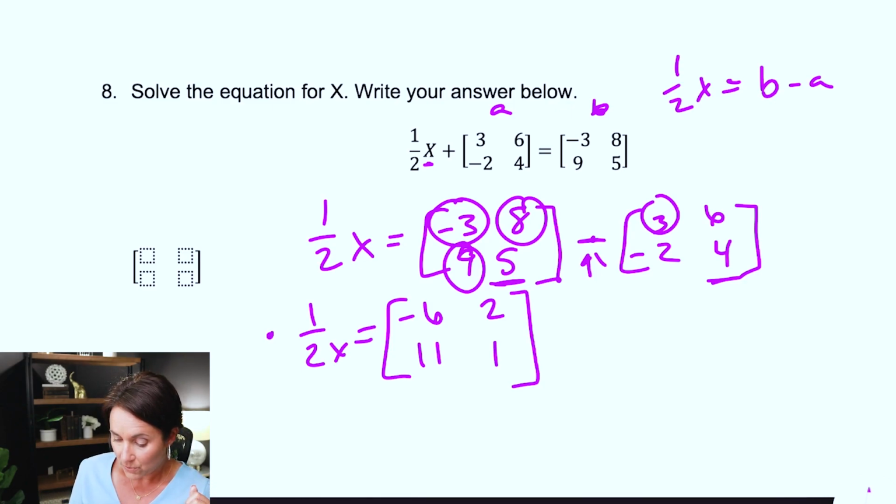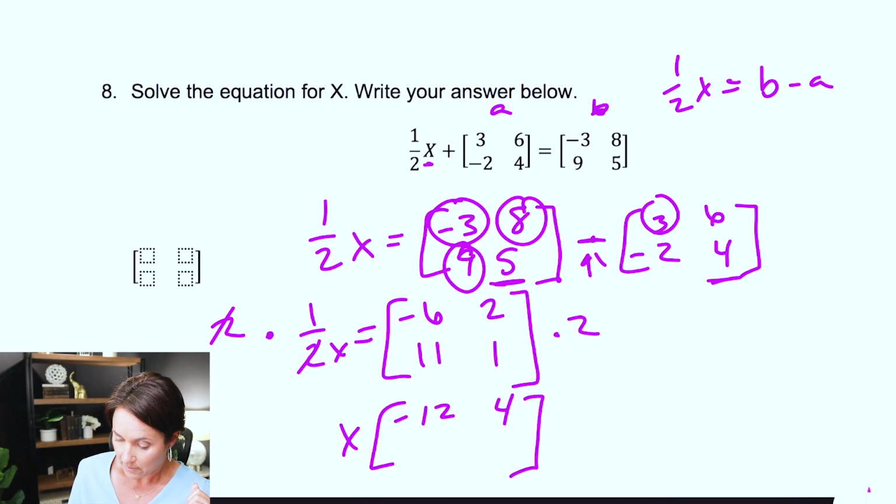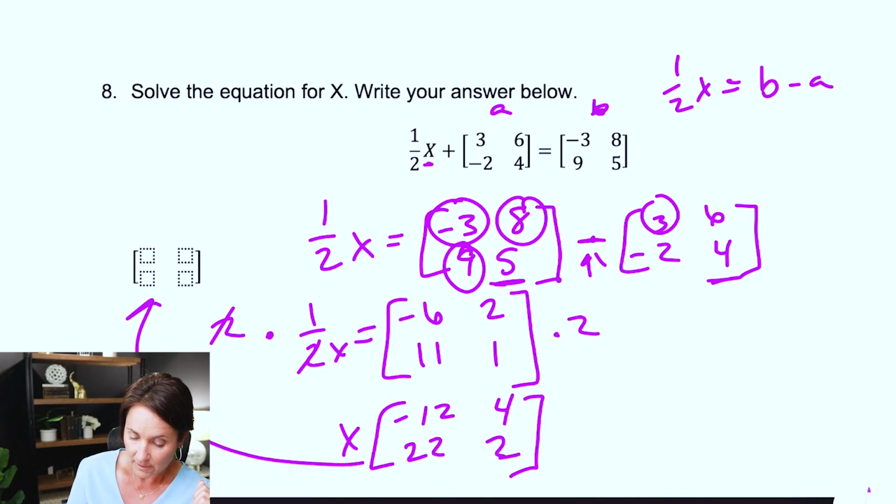And now what I'm going to do is multiply both sides by 2. And so basically I'm multiplying this by a scalar of 2. And this becomes -12. This becomes a 4. This becomes a 22, and this becomes a 2. And I would write that into my spot there, okay? So that's how you would solve for X when you have something like that.